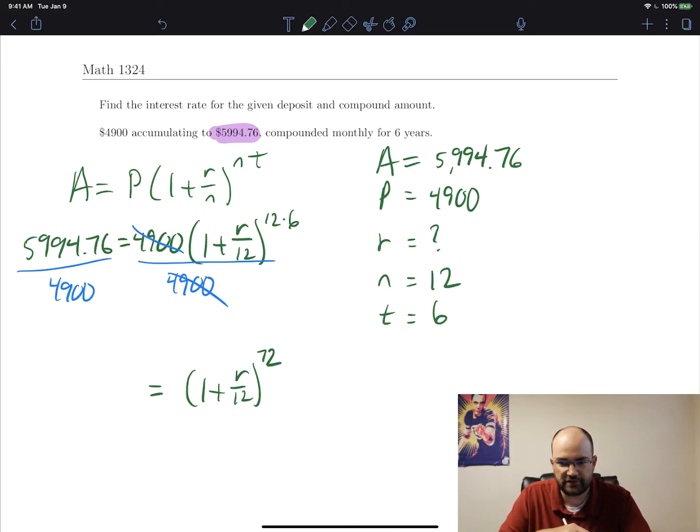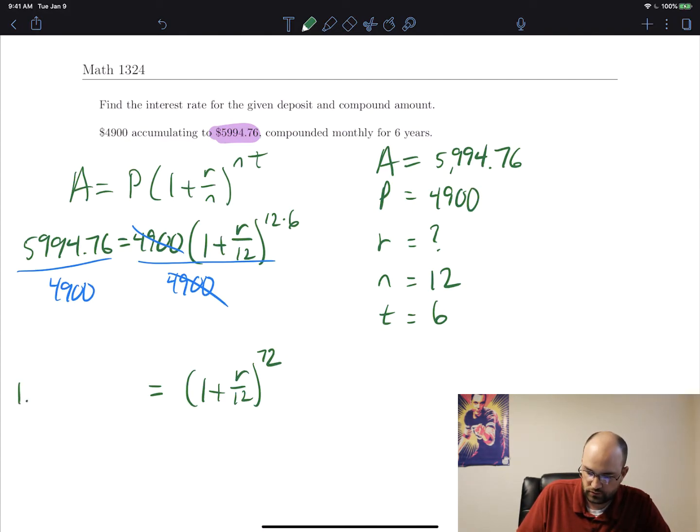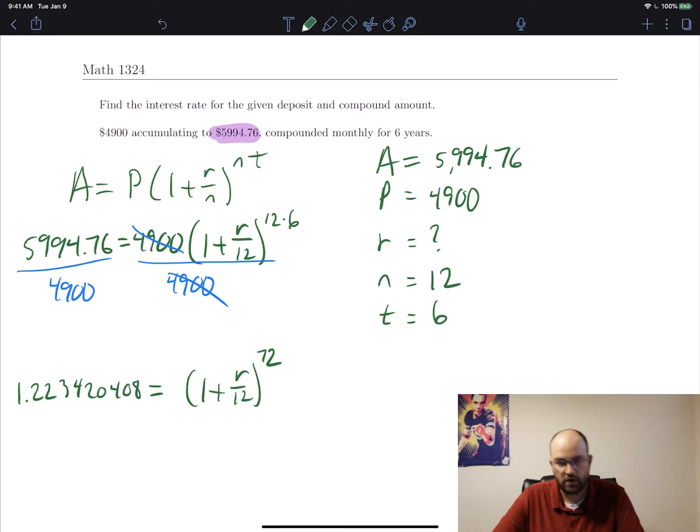It's the left-hand side that we need to figure out. And the left-hand side is $5,994.76 divided by 4,900. Now, if you notice, I'm just typing it into the calculator. I'm not showing you that. It's literally just typing it in. So we get 1.22, yes, I did just say 22, 1.223420408. Awesome.